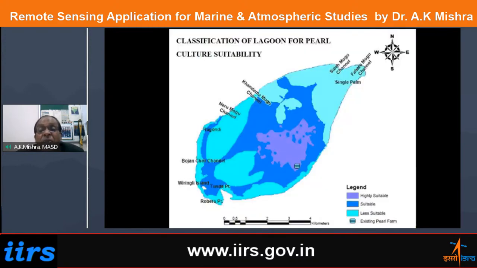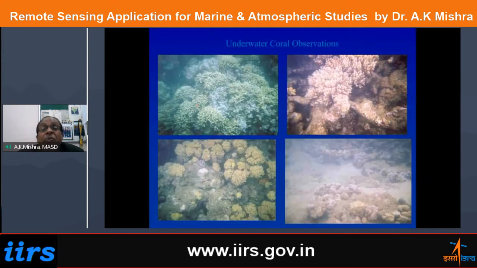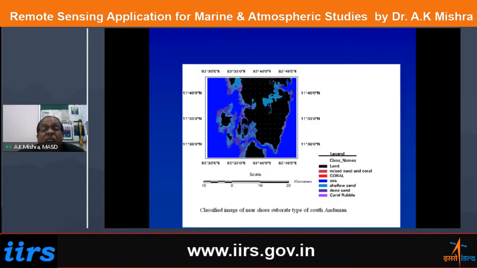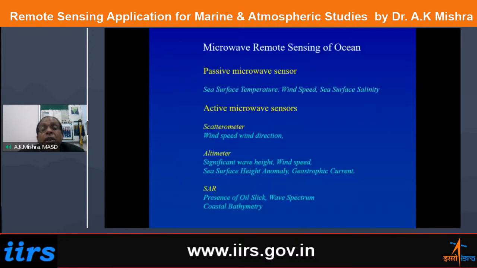And one such classification and site suitability study for pearl culture farming was carried out in the Minicoy Island. So this is the map generated for the site suitability, and this is the underwater coral observation, and these are the mapping carried out by utilizing the high resolution satellite data.